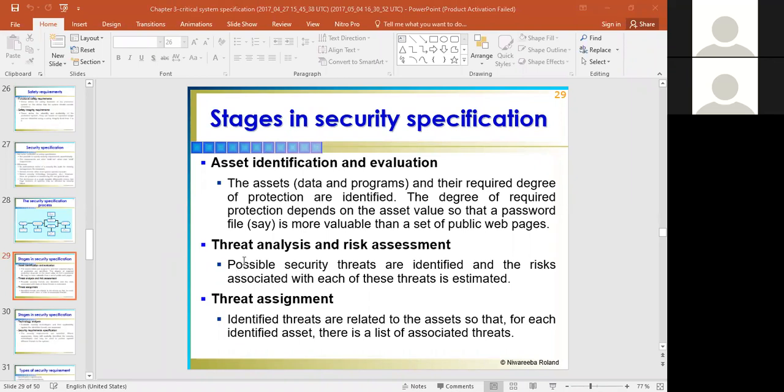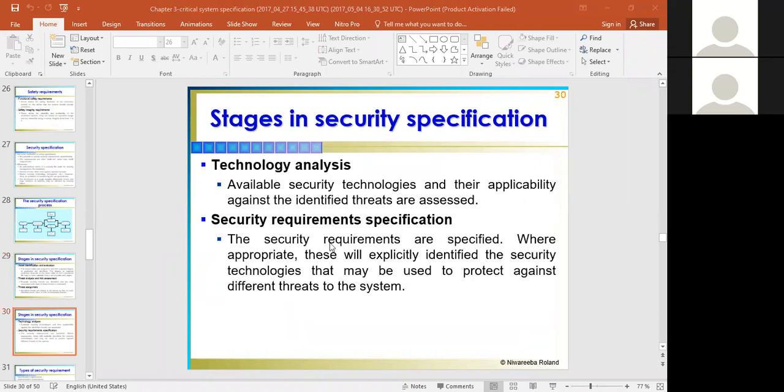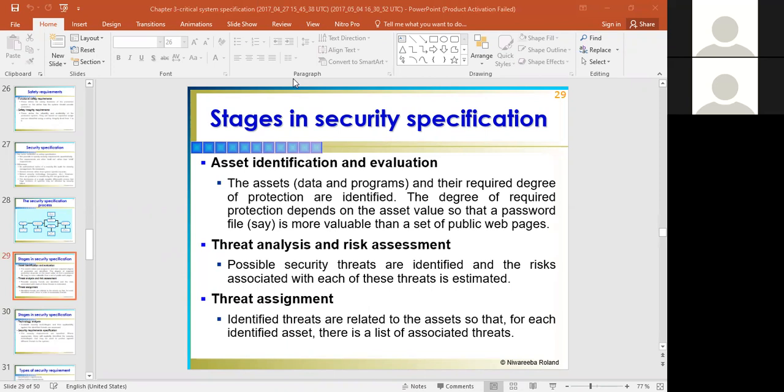So the threat analysis is the next stage, where possible security threats are identified, and the risks associated with these threats are estimated. It's really more of what the stage says. Then threat assignment: you're going to see which threat is affecting which asset.